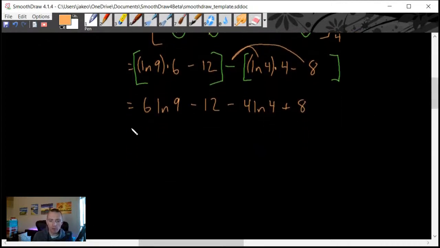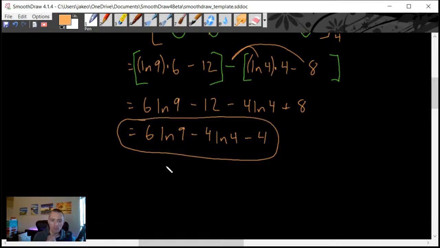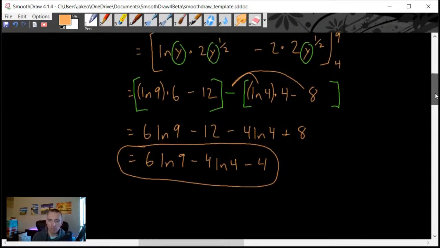Then to simplify this a bit further, 6 natural log of 9 minus our 4 natural log of 4 over here, minus 12 plus 8 would be minus 4. And that should be about it. We could probably apply some log properties if we really wanted to simplify this further, but I think this is a perfectly fine answer. You could just plug this into a calculator from this point fairly easily, or if you want to leave it in exact form, that is a perfectly sufficient answer.